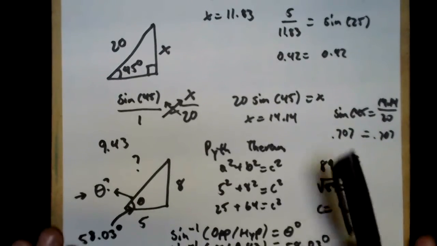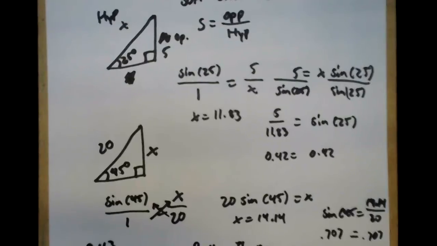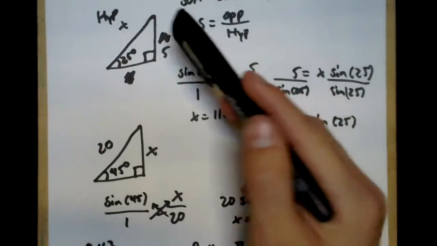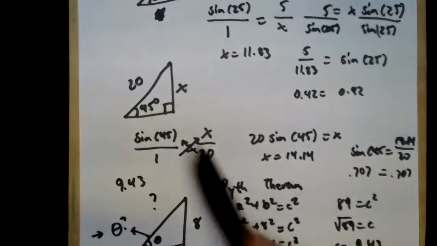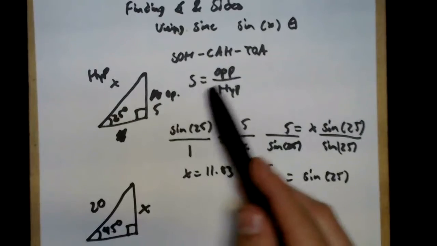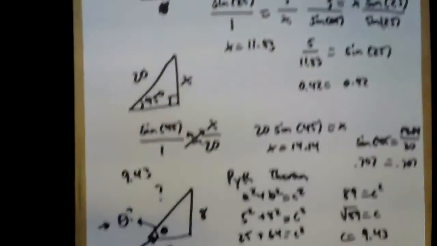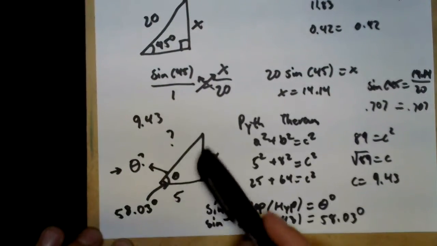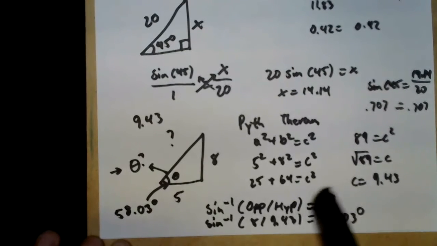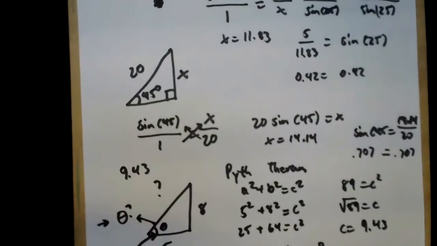So, to sum this up, if you're given one of the sides, you can find the other side by setting up a proportion of sine equals opposite over hypotenuse. And if you know your sides but don't know your degrees, you can take the inverse sine to do the reverse. Plug in your opposite over hypotenuse, and it will give you your degree.